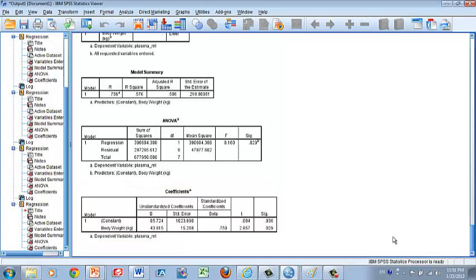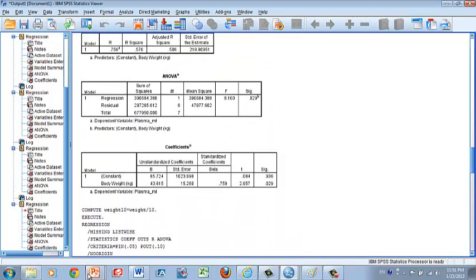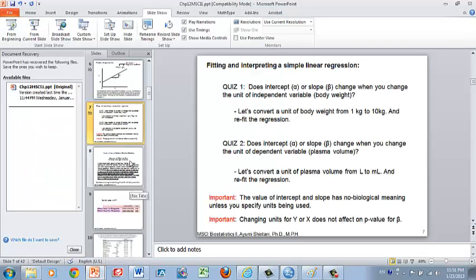And the good news here is, even though changing the unit changes the intercept and body weight coefficient, it didn't change the p-value. So the p-value stayed 0.029 in all three analyses. Right? So if changing the unit, whatever unit you choose, only impacts the beta coefficient, should we worry or shouldn't we?